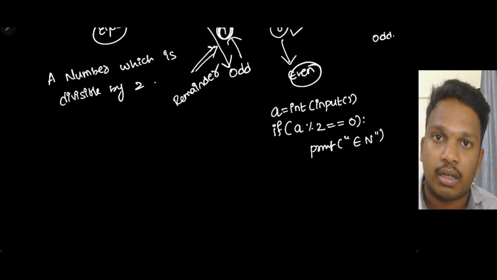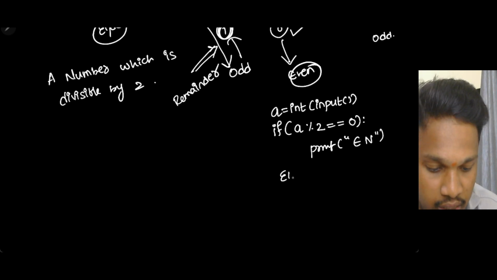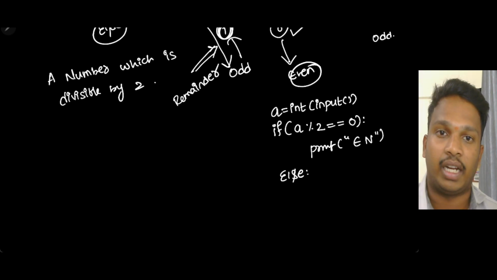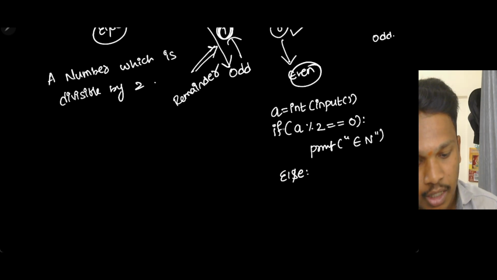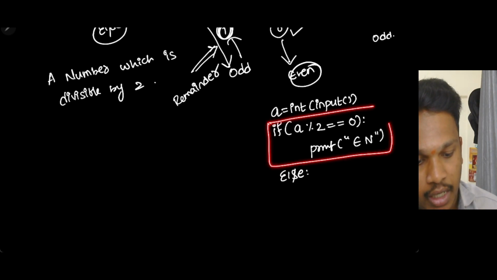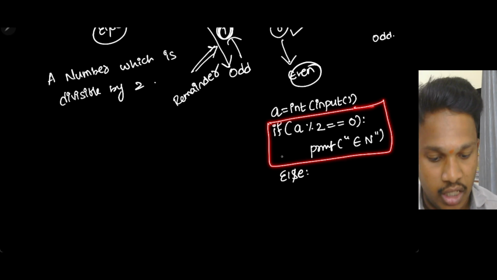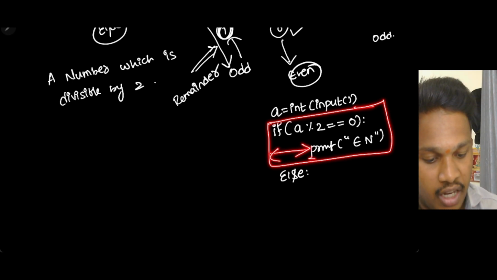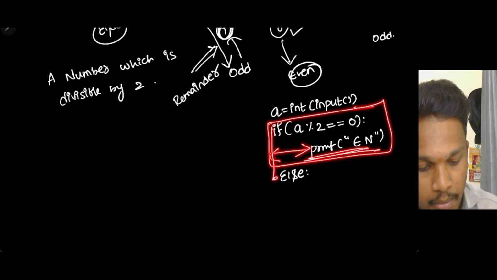If it is not even, else, directly else. The if part is completed, one treatment completed. See this gap I gave: my if part is completed, and again I started writing from here.